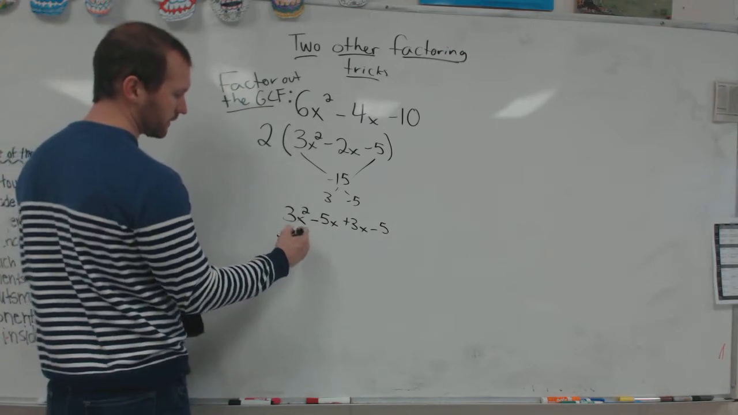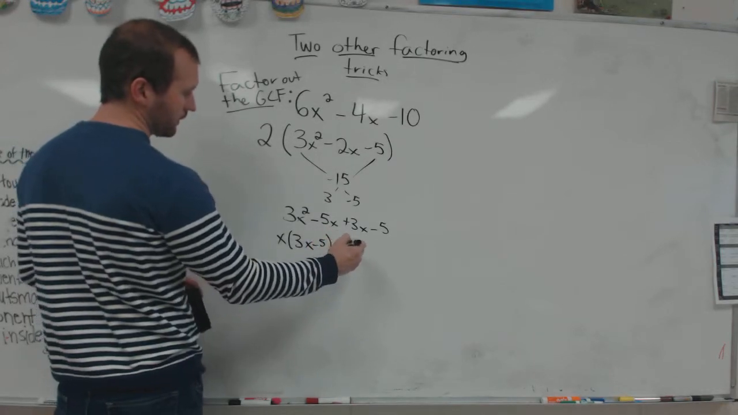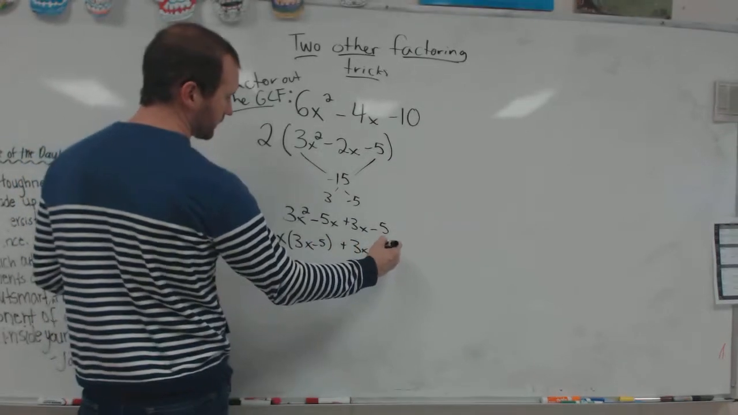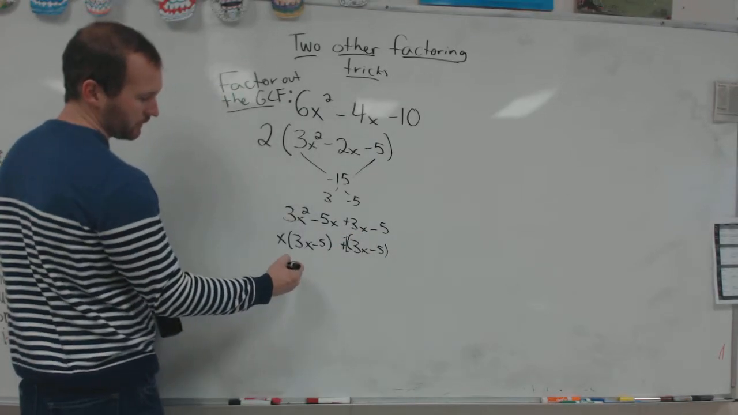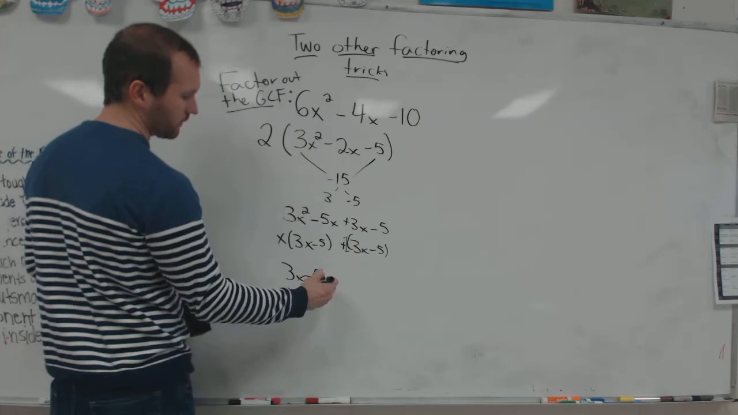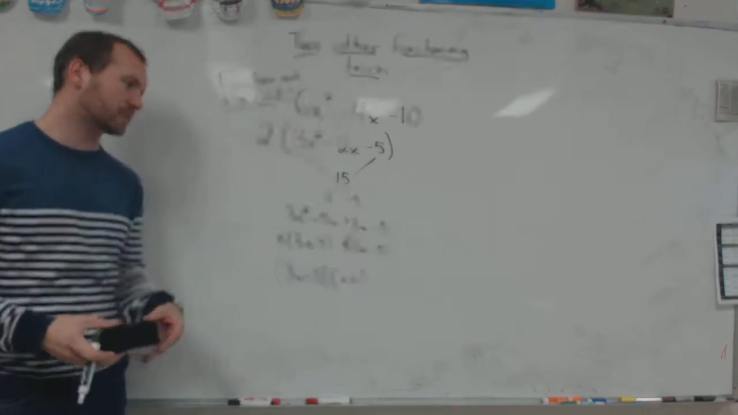Pull out an x here. We have 3x minus 5 plus 3x minus 5, with an imaginary 1 in front of that one. And we have 3x minus 5 times x plus 1. So just like yesterday.